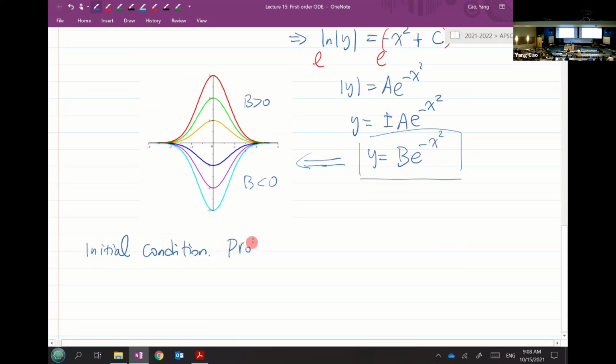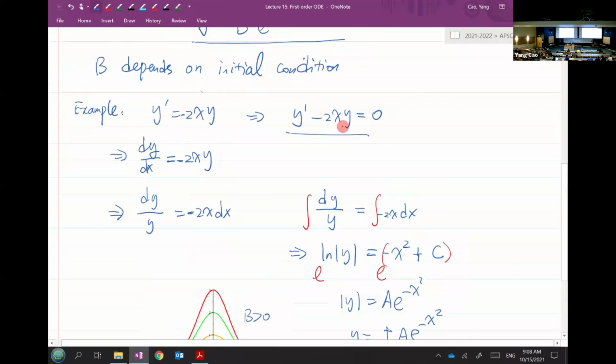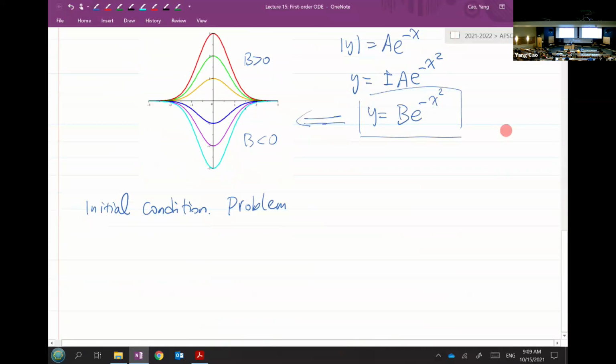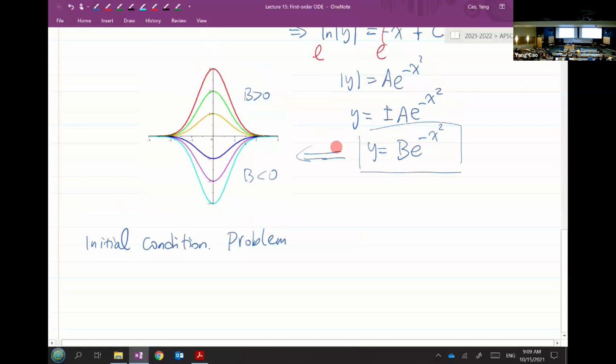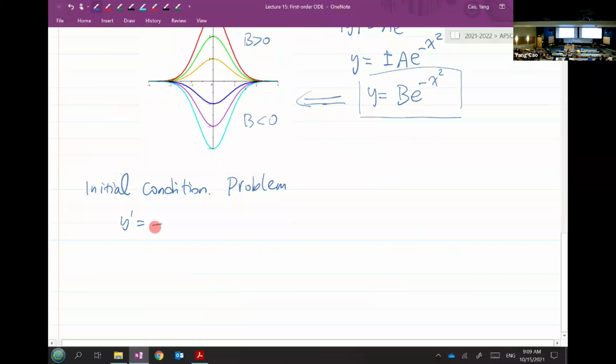So sometimes we call this, in general, an initial condition problem. And it's very simple. Initial condition basically means when you have a differential equation, often in time. So for example, let's say you're given this differential equation, and at the same time you're given, okay, y at x equal to, for example, 2, equal to 1.